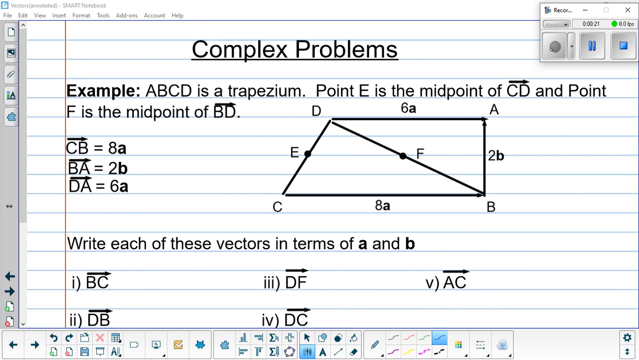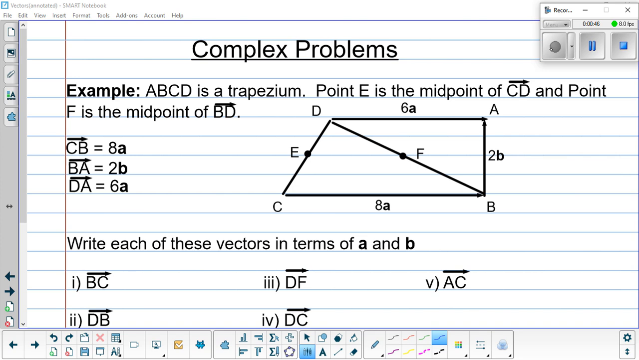ABCD is a trapezium. Point E is the midpoint of CD, and point F is the midpoint of BD. You have the vectors on the page, but they're also stated beside. This is one of those cases where it's more algebraic, more proofy almost, and you just have to go about showing them. So write each of the vectors in terms of A and B.